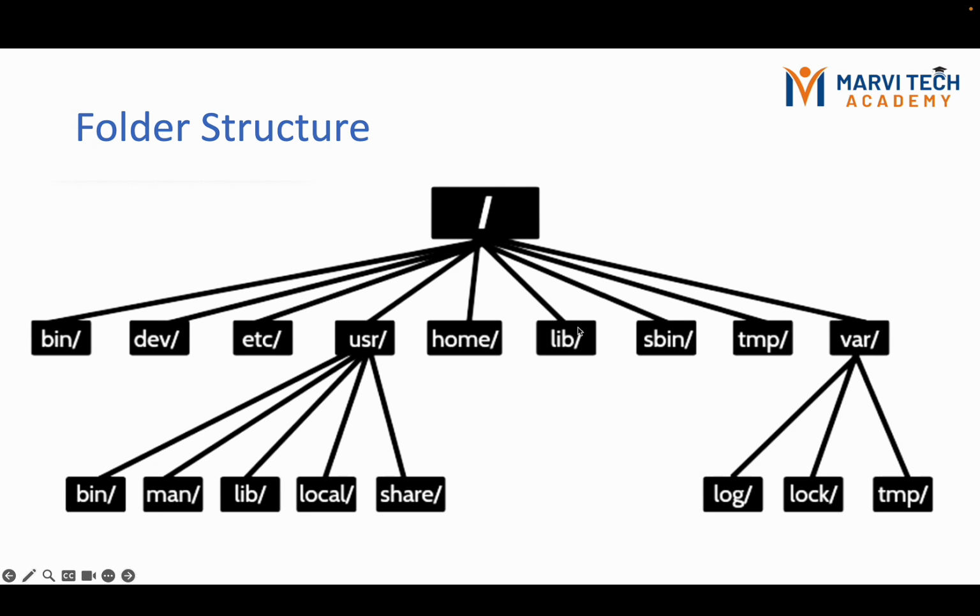Next, the lib folder. These are called shared libraries. Libraries are basically code that can be used by the executable binaries. The /lib directory holds the library files needed by the binaries in /bin and /sbin. I can show you that in the Linux operating system.